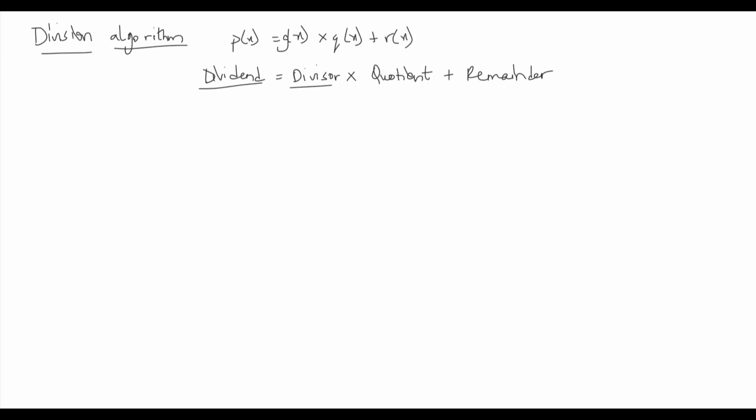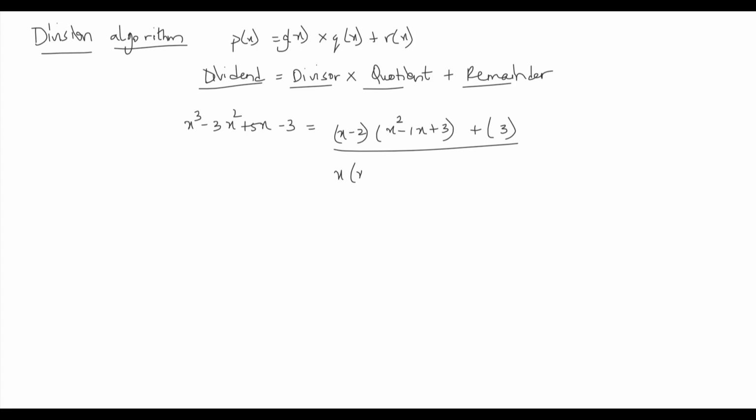So now we have to take the dividend, divisor, quotient and remainder from the above problem and verify it. Here the dividend is p of x, that is x cube minus 3x square plus 5x minus 3. Divisor is x minus 2, which should be multiplied to the quotient. Quotient was found to be x square minus 1x plus 3 and the remainder was found to be 3. Now let's solve this whole right hand side: x multiplied by x square minus 1x plus 3, minus 2 multiplied by x square minus 1x plus 3, plus 3.